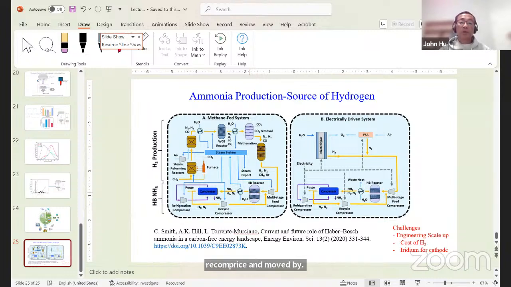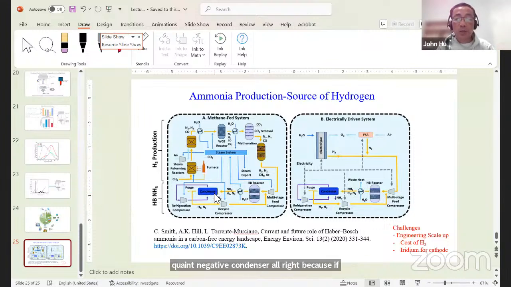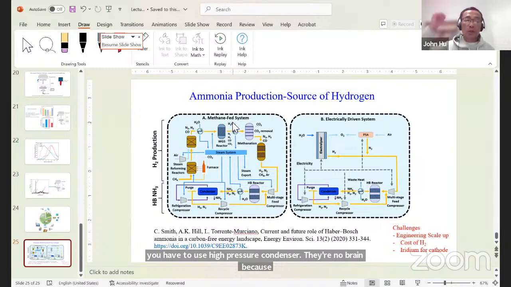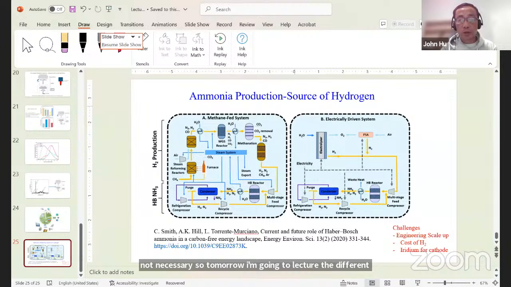Now for this process, since we lower the pressure from high pressure to ambient pressure, we do not use the high pressure cryogenic condenser. All right, because if your reaction is at ambient pressure, why would you have to use a high pressure condenser? There's no brain in that, because it's not necessary. So tomorrow I'm going to lecture on the different methods of ammonia absorption connected to the low pressure operation.